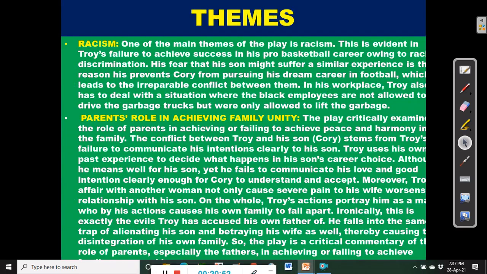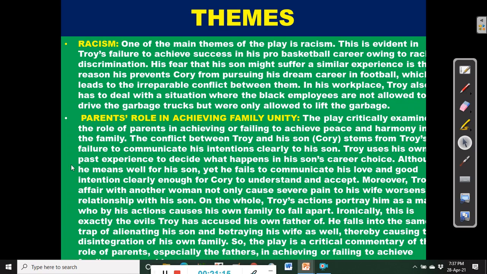Now let's look at the themes. Now you need to understand that theme is a universal idea, a main idea explored or expressed in a work of art. That is theme. Now let's discuss a few of the themes in Fences.